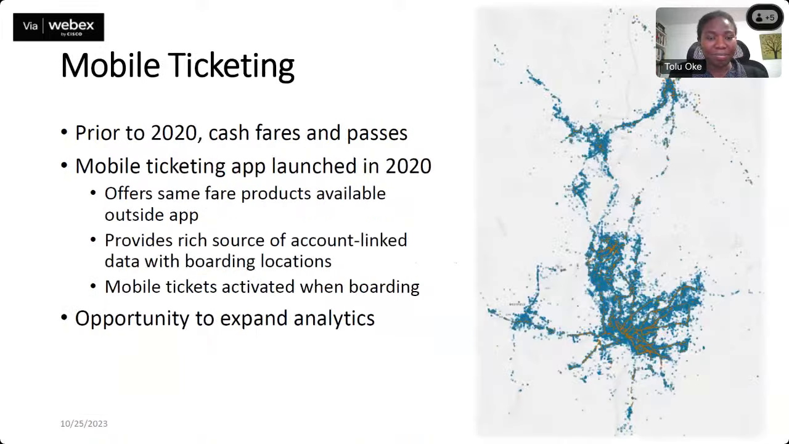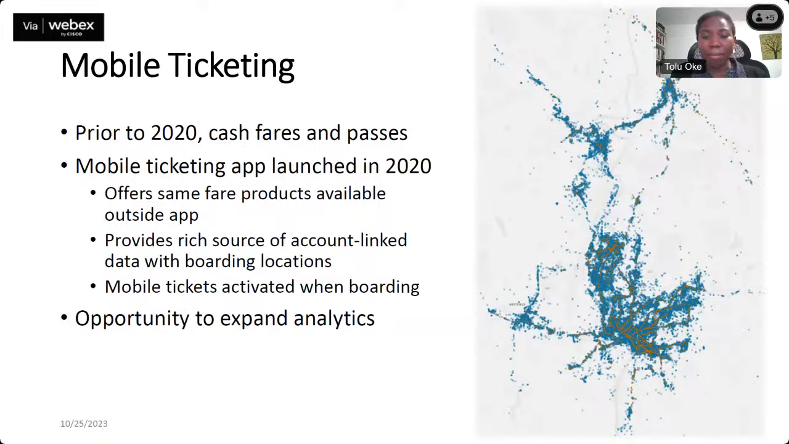Next slide, please. So prior to 2020, PVTA riders primarily paid for their fares using cash and with some passes, though the passes, they had to go to certain locations to purchase them, and so they were not as widespread. During COVID, in July 2020, PVTA launched its mobile ticketing app, which offered the same fare products available outside the app. And this provided a rich source of account-linked data with boarding locations.